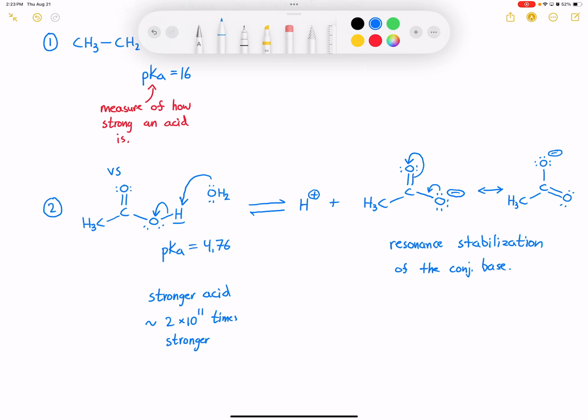And that's usually the key. If something has resonance, that will influence its acidity, even more so than just having an electronegative atom holding the charge.